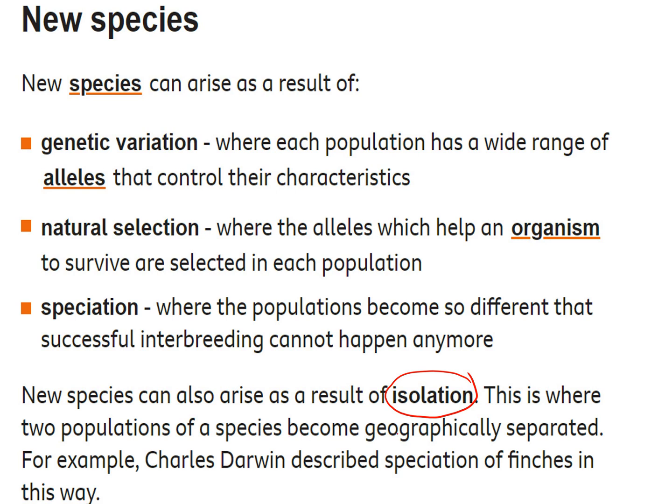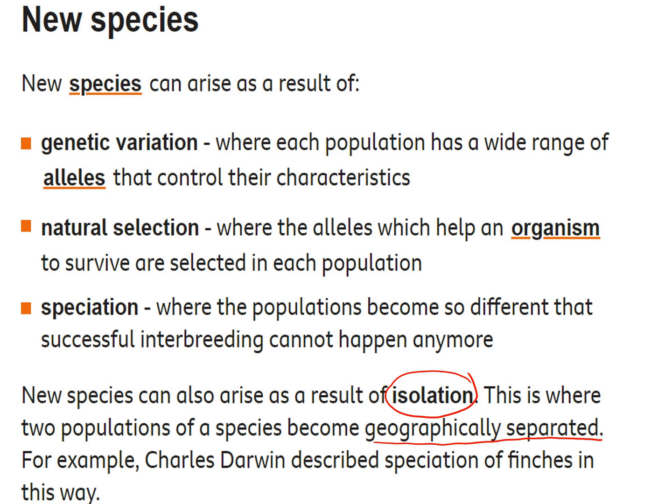So if two populations become geographically separated because they are on different islands, even though they could fly between them, if the islands start moving further and further apart, it's not realistic for the birds to be able to fly over the sea because they might run out of energy and have nowhere to land.